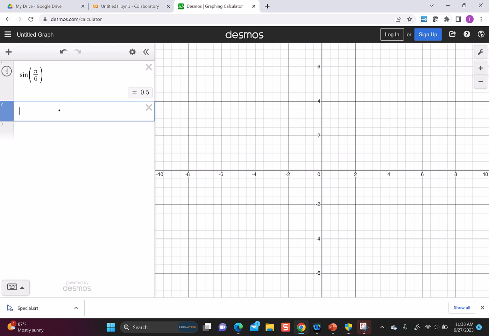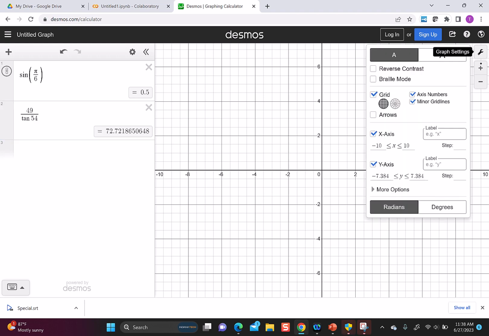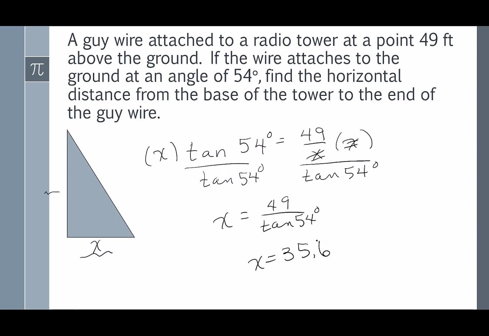Let's go back to the calculator and put in 49 divided by the tangent of 54. This time our angle is in degrees, so I go over to my settings and I switch to degrees. This tells me the x will be 35.6. Our original distance was in feet, so x will also be in feet.